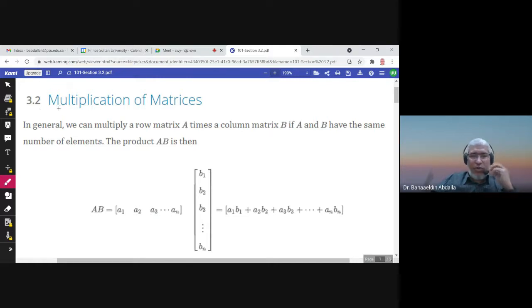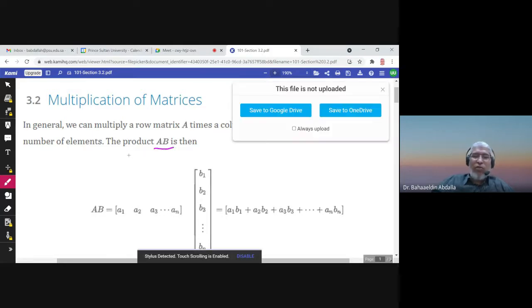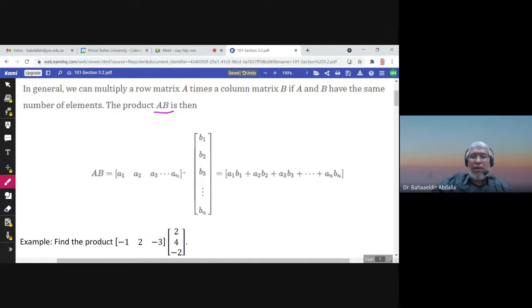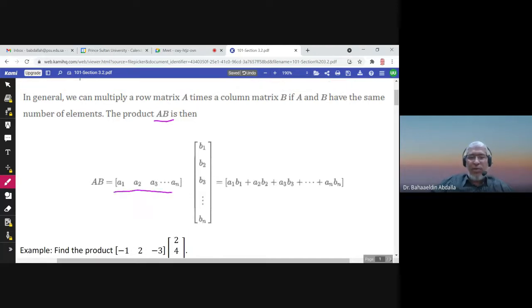This is section 3.2, Multiplication of Matrices. We studied in the previous section how to add, subtract, and multiply a matrix by a scalar, a real number. And we will talk now about how to multiply two matrices, A times B. So if A is a row matrix like this, remember we call this a row matrix, and B is a column matrix like this, so we can define the product of A times B like this.